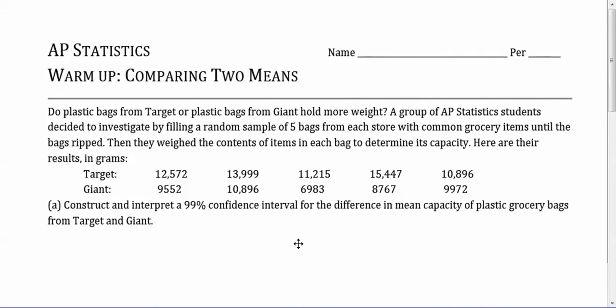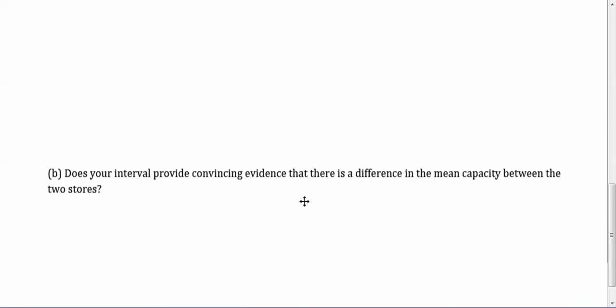So you should know by now what the 4 steps are to do a confidence interval. So you should be able to do that and then go back and check your answers against your homework or against problems in the book and make sure you have everything you're supposed to have. Part B, because it's a common follow-up question, is going to be to tell me if your interval provides convincing evidence that there is a difference between the mean capacity between the 2 stores.